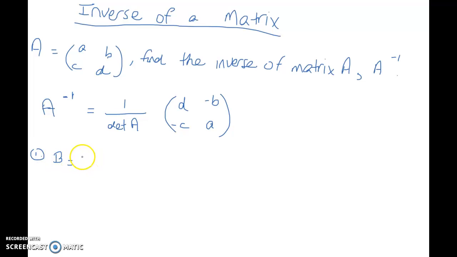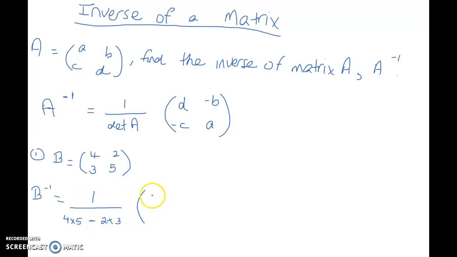Let's say B is equal to 1, 5 and 2, 3. Let's change this here to 4. So 4, 2, 3, 5. So let's go ahead and find the inverse. So the inverse is 1 over the determinant. What is the determinant again? Remember that from the last few videos? 4 by 5, product of the first diagonal, take away the product of the second diagonal. Right, so 1 over the determinant.